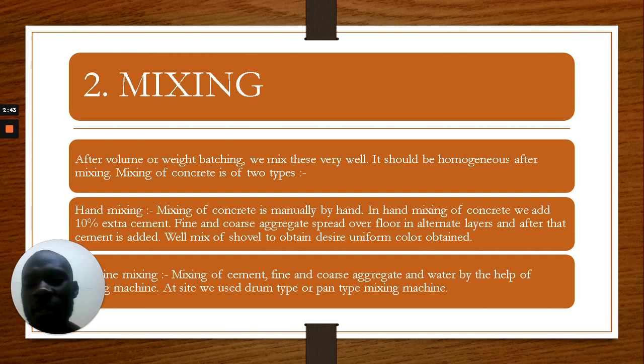So that was the method number 1, and method number 2 is machine mixing. Machine mixing is mixing of cement, fine and coarse aggregate and water by help of concreting machine. At site we use drum type or pan type mixing machine. So let's go.